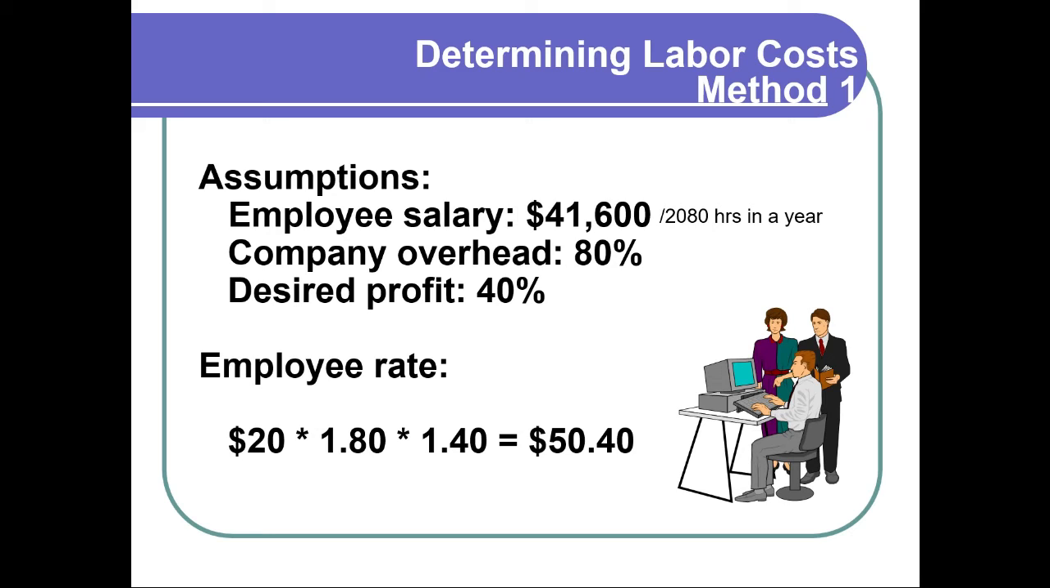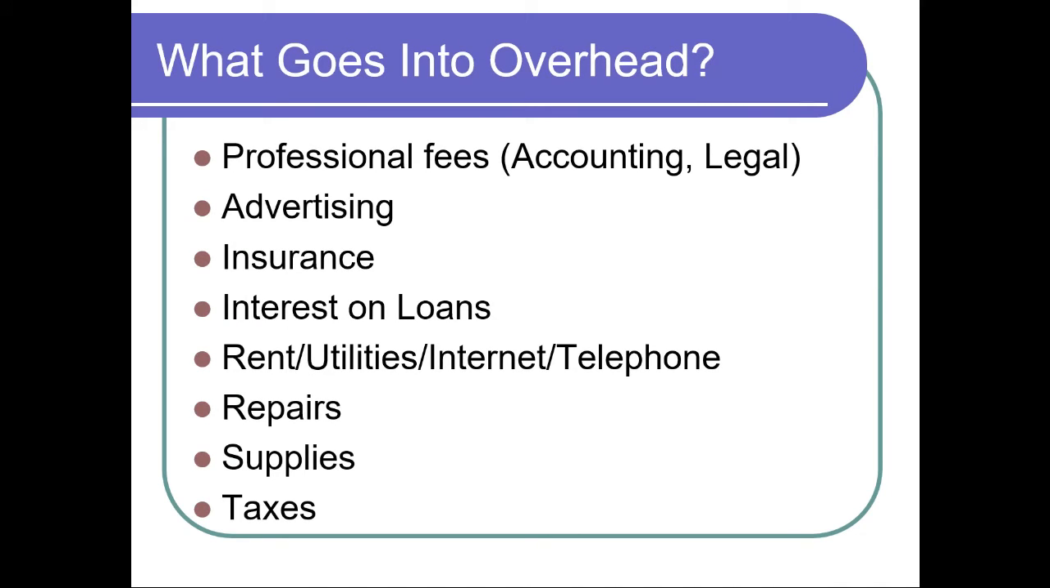So this is one way to do it. Figure out the salary, divide by the number of hours in a year, take your overhead, take your desired profit, come up with your hourly rate. So before we go too far, let's talk a little bit about what is the overhead. Overhead is everything that's not directly billable to a client.